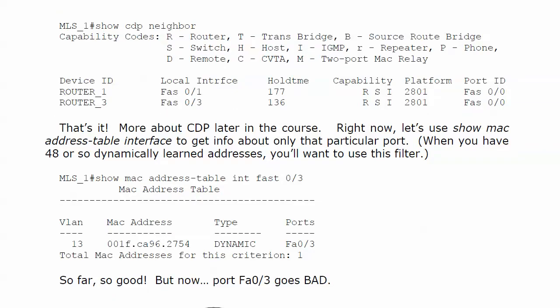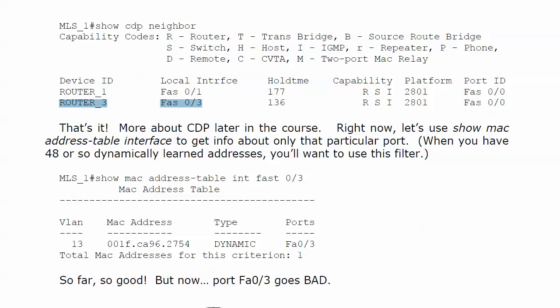And we're looking for the port that router 3 was connected to, and there's that information right there. No need to walk down to the server room, fight with those cables, just run show CDP neighbor and you're good. Now, what I did then is use the show MAC address table interface command to get information only about that particular port.